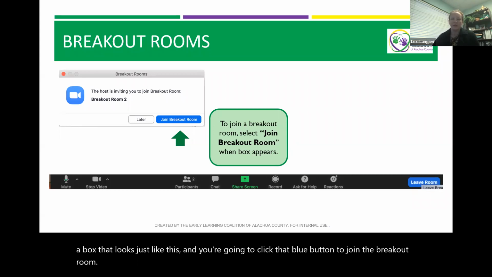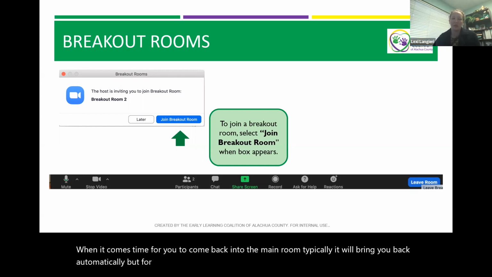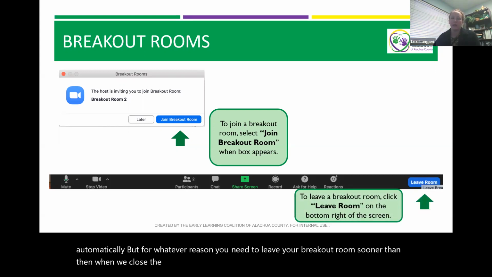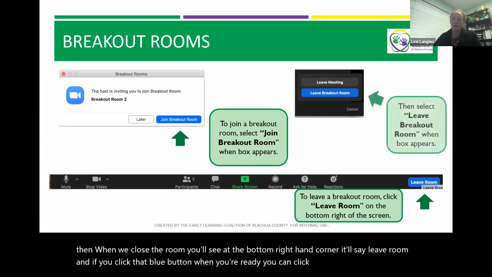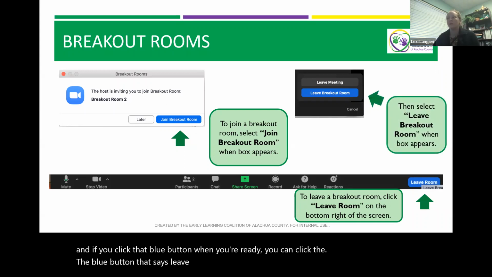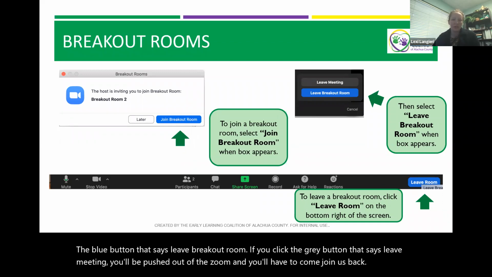When it comes time for you to come back into the main room, typically it will bring you back automatically, but if for whatever reason you need to leave your breakout room sooner than when we close the room, you'll see at the bottom right hand corner it'll say leave room. If you click that blue button when you're ready, you can click the blue button that says leave breakout room. If you click the gray button that says leave meeting, you'll be pushed out of the Zoom and you'll have to come join us back. Does anybody have any questions?